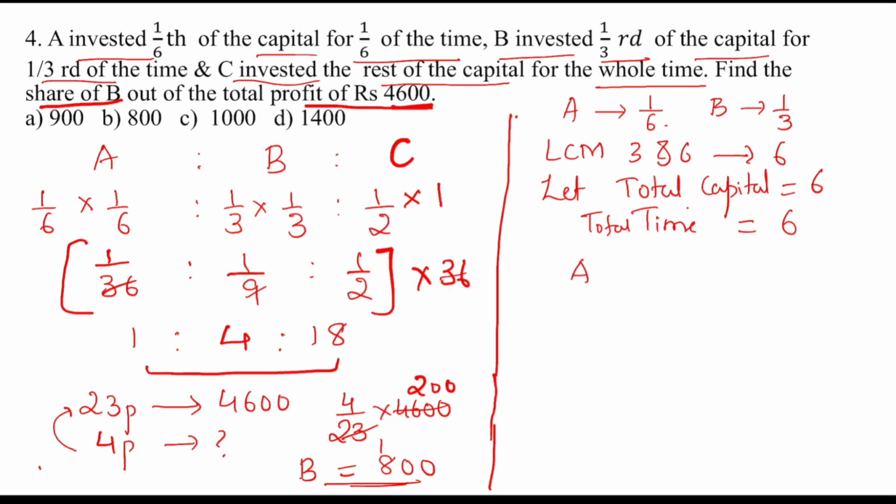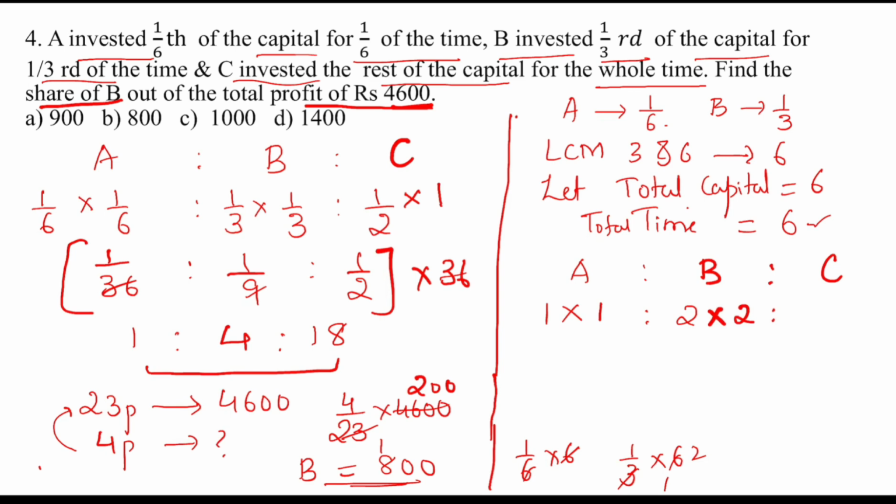Now A is to B is to C. A invested 1/6 of the capital, they are saying. So 1/6 of the total capital 6 is how much? 1. Time also is 1/6 of 6, again 1. So 1 into 1. Then B invested 1/3 of the total capital. Total capital is 6, so 3 twos are 6, so 2. And time also 1/3 of 6, so that also is 2.